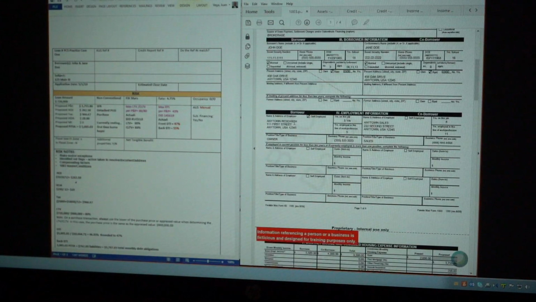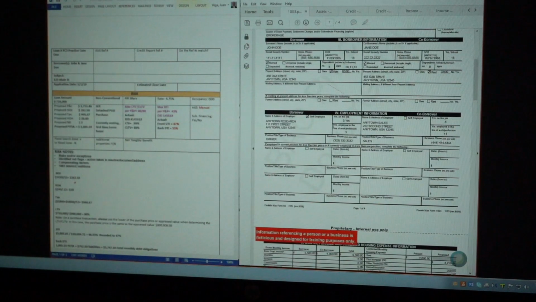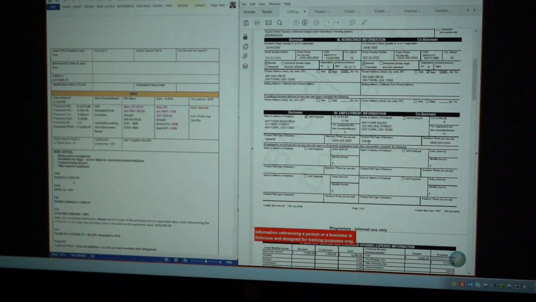Borrower 1, which is John, is an owner, so he's self-employed. He's been there for 5 years in the line of business. It's called Anytime Research. Jane is a W-2 wage earner. She's in sales for 8 years, and she works for Anytime Sales.